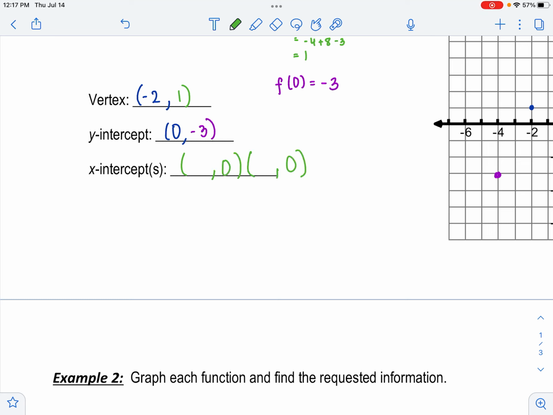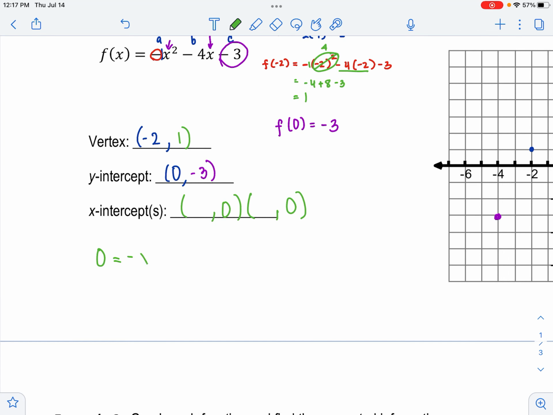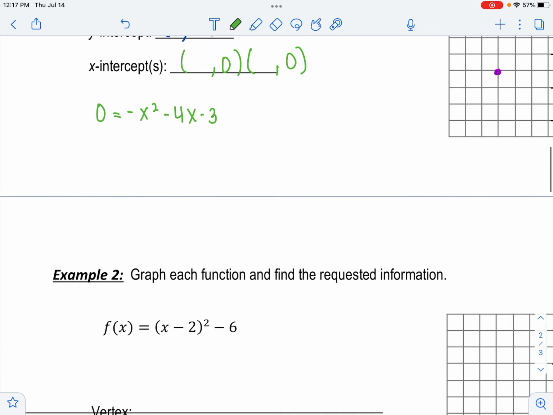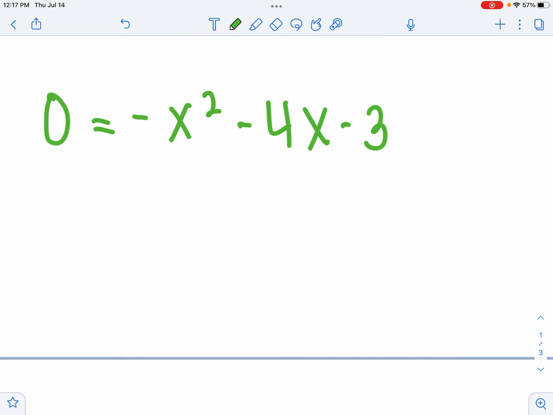So we're going to set y equal to 0 and solve for x this time. So we have negative x squared. I'm going to erase all this stuff I drew on it so that I can actually see it. Negative x squared minus 4x minus 3. All right, so now we have to solve this. First thing I'm going to say is I can't solve it by square rooting because there's an x squared and an x. It's quadratic, right? So I'm going to try to factor it.